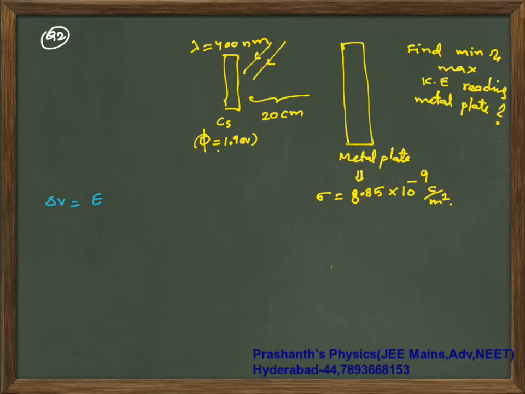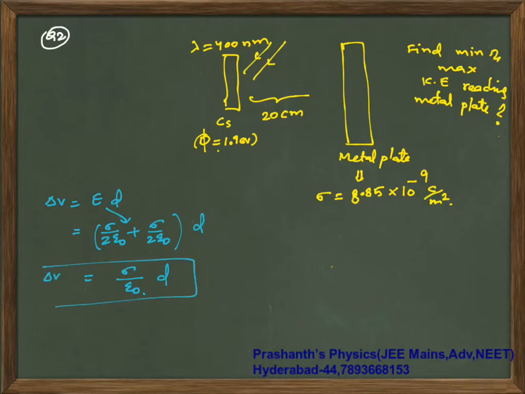Your potential difference is electric field into D. What is your electric field? I have explained. It is sigma by 2 epsilon naught because of the left plate plus sigma by 2 epsilon naught because of the right plate, times D. This is your electric field E. Electric field because of an infinite sheet of charge is sigma by epsilon naught, and this gives the potential difference. What is sigma? Charge per unit area, which is given from this expression.